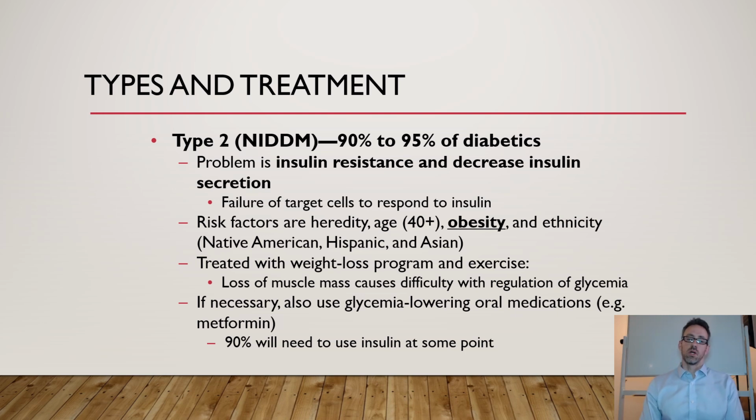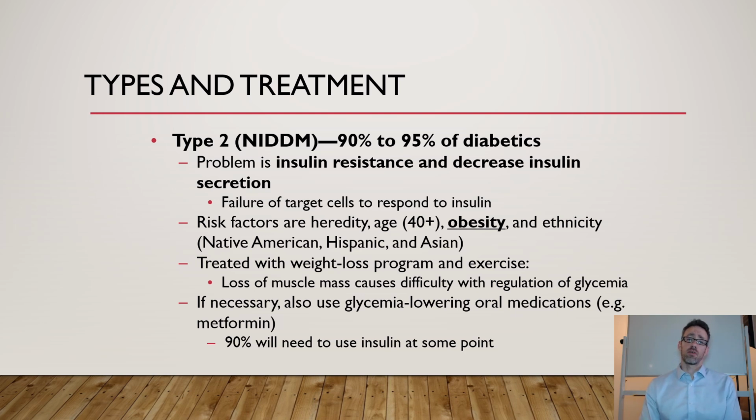Type 2 is sometimes referred to as non-insulin dependent diabetes mellitus, but that's not entirely true, because most type 2 diabetics will at some point actually require insulin, and I'll explain that in a second. But this is going to be most of the cases of diabetes that you see, 90 to 95%, and this is usually over the age of 40. Still, there is an inherited association with it. And really, in this case, it's not as much in the beginning about the failure to produce insulin as a failure of the target cells to respond to insulin.